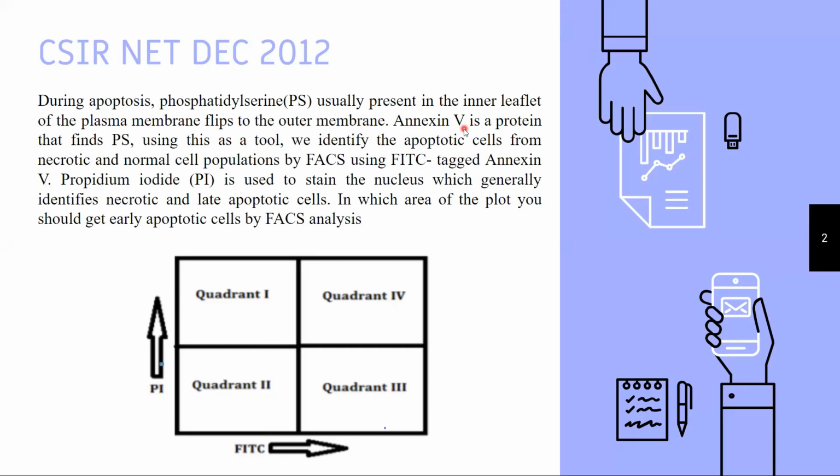So today we will be discussing a topic called FACS, and we will learn how to read the results and solve this problem that was asked in CSIR NET in the year 2012. So if you want to know how to solve this, stay tuned till the end of the video. So firstly, we need to understand the concept that is at play right here.